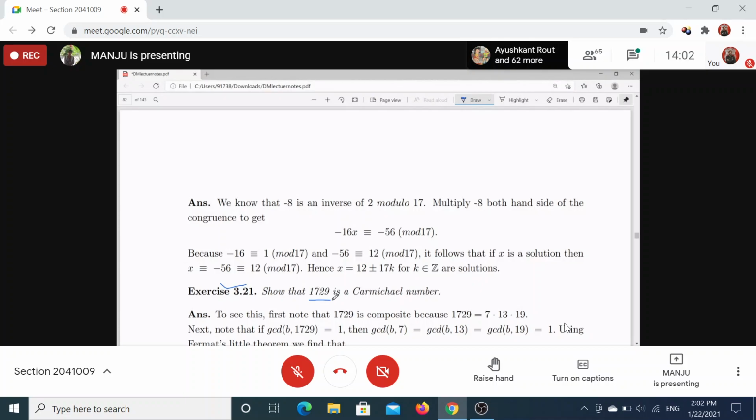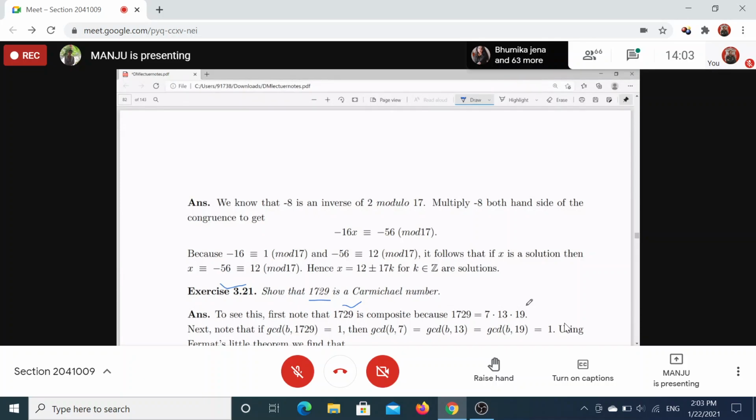So now you need to prove 1729 is a Carmichael number. So first of all, it should be a composite number, right? So it is composite, as you can see, 7 divides this one, 13 divides and 19 divides this one, right? Except 1 and itself.